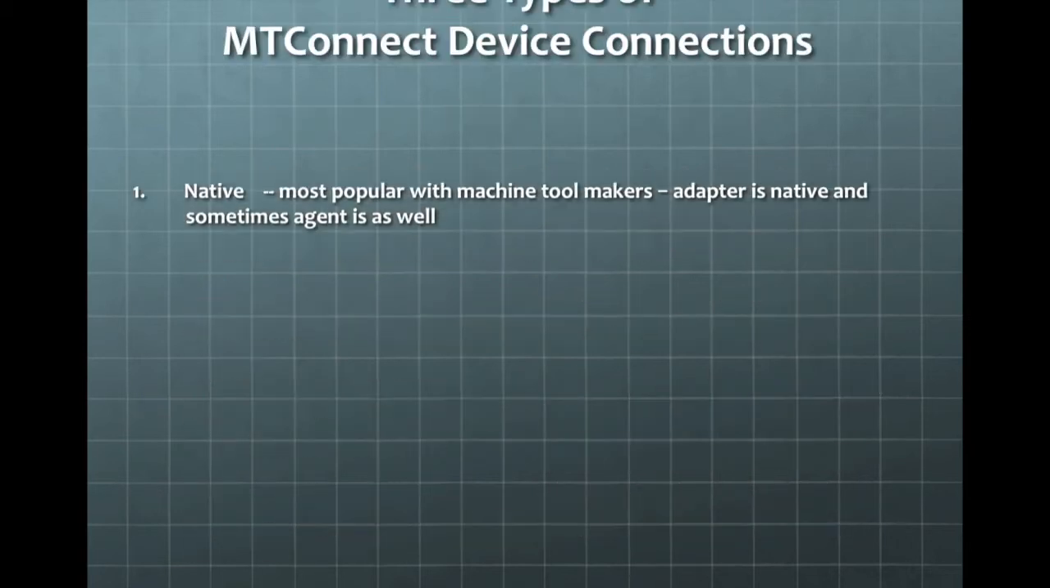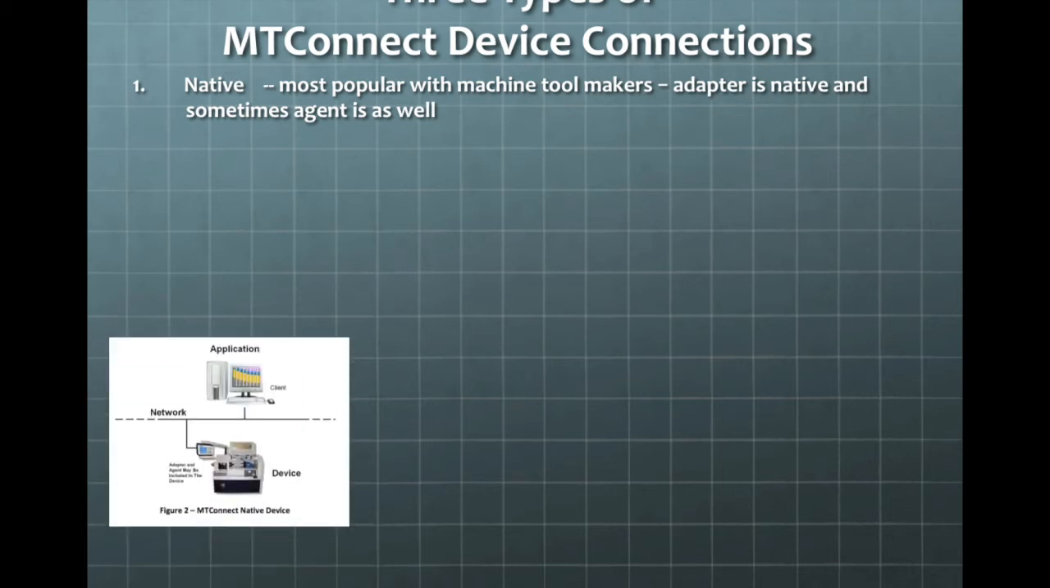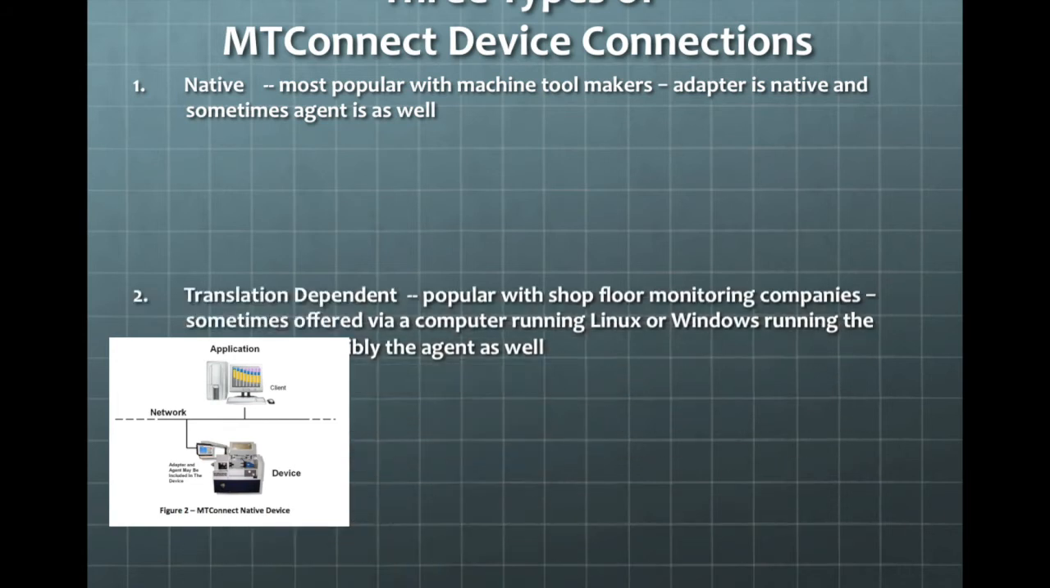So there's 3 types of devices, and I think this is important for people to understand, because when we have conversations about MTConnect, typically people very quickly get to this level. And so there are terms that we have, so let's discuss what each of these means. Native is the most popular with machine tool makers, where the adapter is native and sometimes the agent is as well. What this means is that MTConnect is built into the device itself, such as the machine tool.